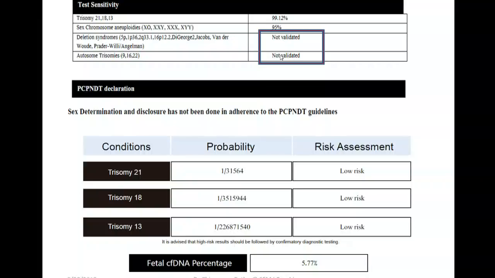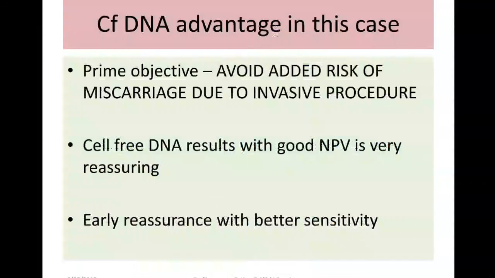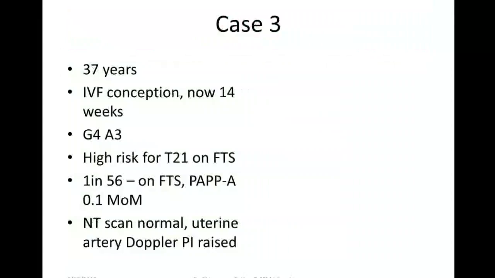But the main reason for us to do the test was to make sure that she is low risk for fetal trisomy 21, which she is, and therefore the main advantage in this case was you avoided an added risk of miscarriage due to an invasive procedure and got very early reassurance with better sensitivity.